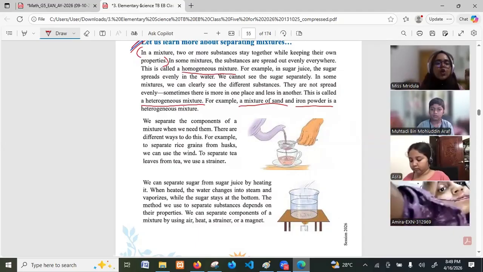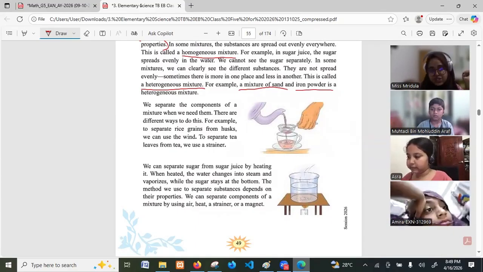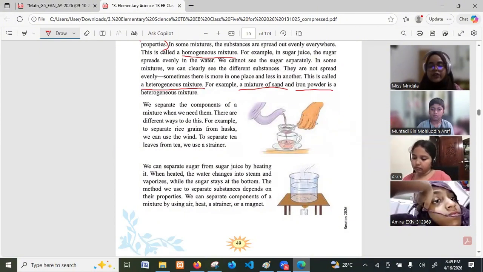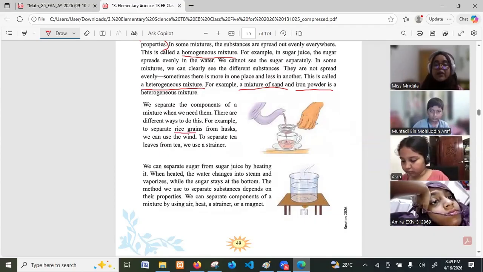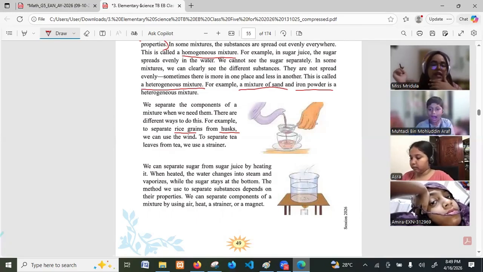Okay, we separate the components of a mixture when we need them. There are different ways to do this. For example, to separate rice grain from husks. Husks mean the cover of a paddy, okay? The covering that we have. So sometimes we have to separate it before we cook it. So we have to separate rice and husks.